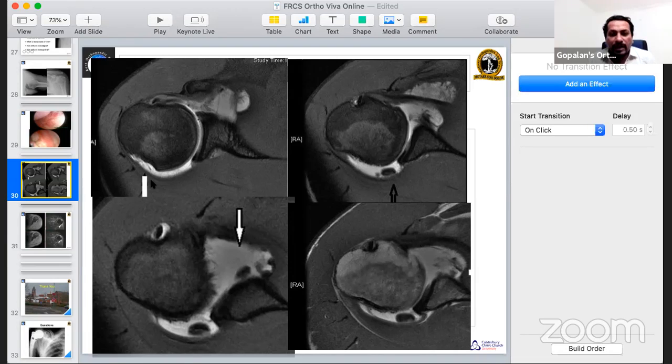So how do you address a large Hill-Sachs? If it's a large Hill-Sachs, and if you're worried about an engaging Hill-Sachs lesion, then you seriously need to start to think about doing a bony procedure.